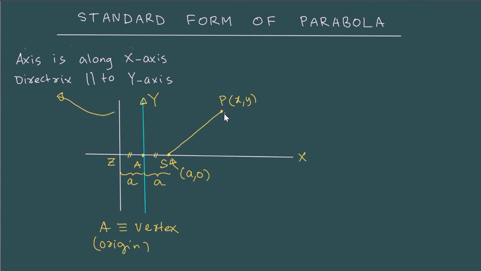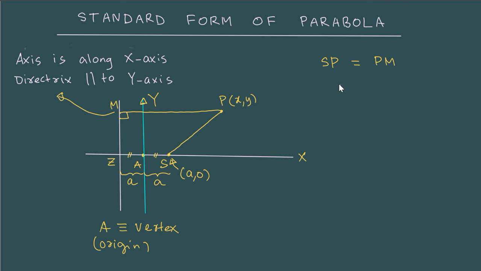And then I draw a perpendicular from P to the directrix. Let me draw it slightly better. The foot of the perpendicular is usually denoted by the letter M. And we know from the definition of the parabola that the distance from the focus is equal to the perpendicular distance of P to the directrix. So here SP is equal to PM.